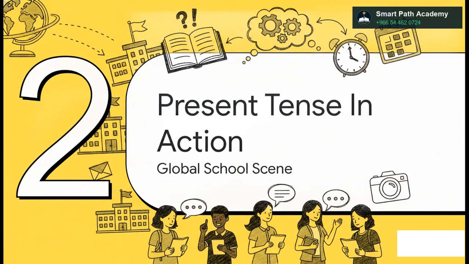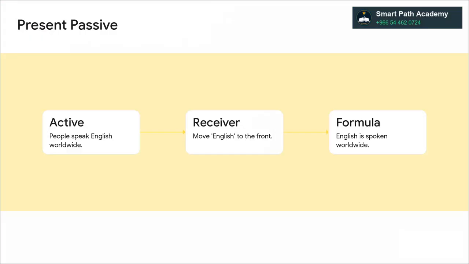Section 2. Present tense in action. Let's step into a global school scene to see exactly how this camera shifting rule works right now in the present tense. And this brilliantly illustrates our concept in practice. Step 1. Look at our active sentence. People speak English worldwide. Now, in step 2, let's move the receiver of that action to the very front of the sentence, so we have English.